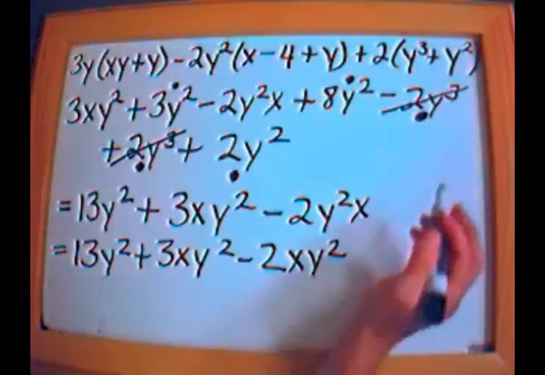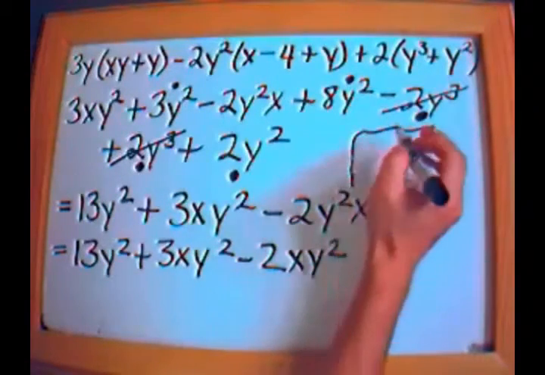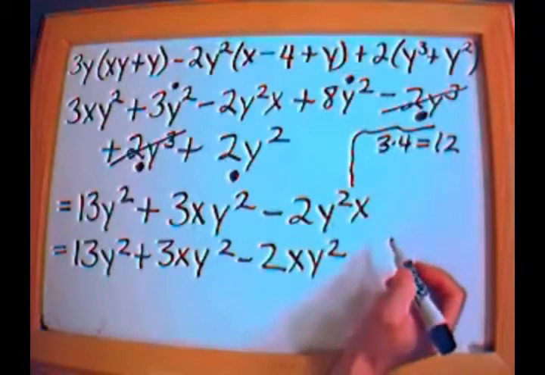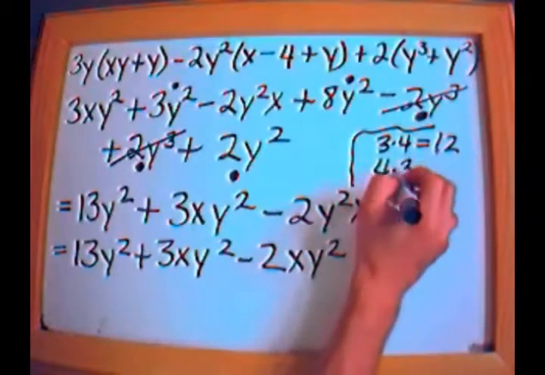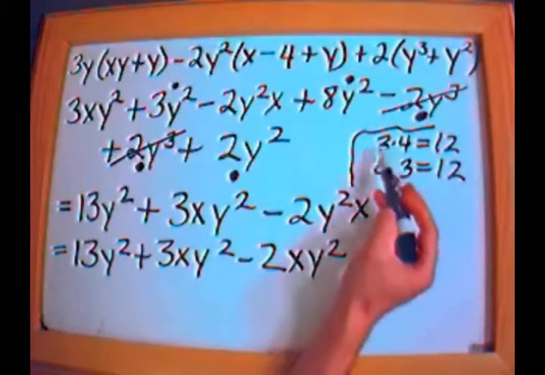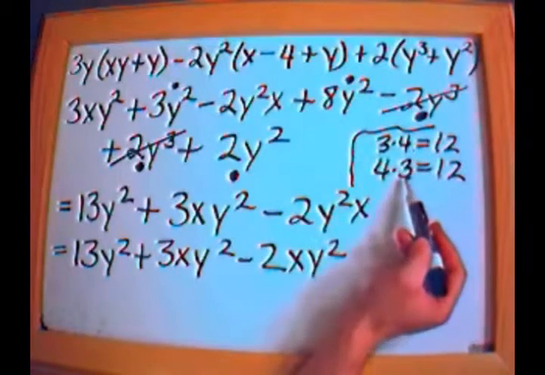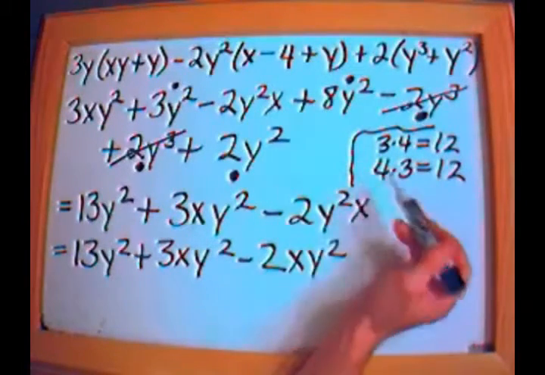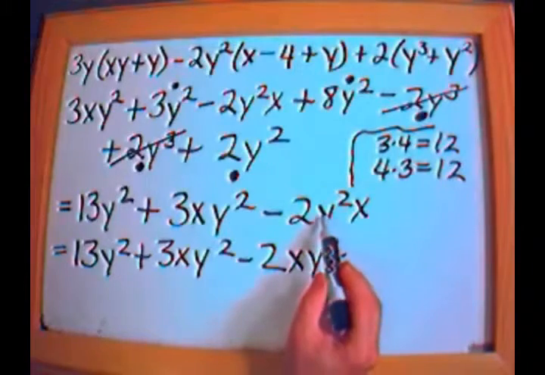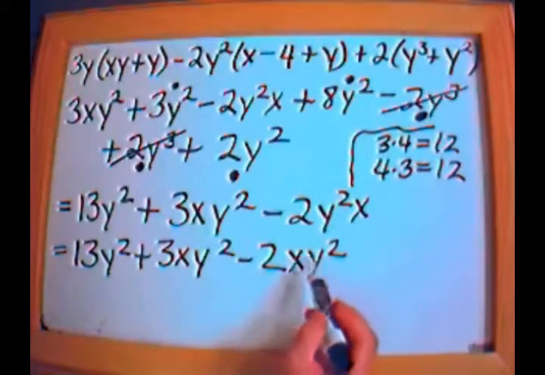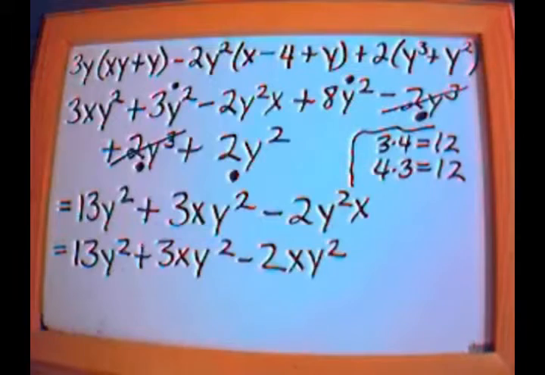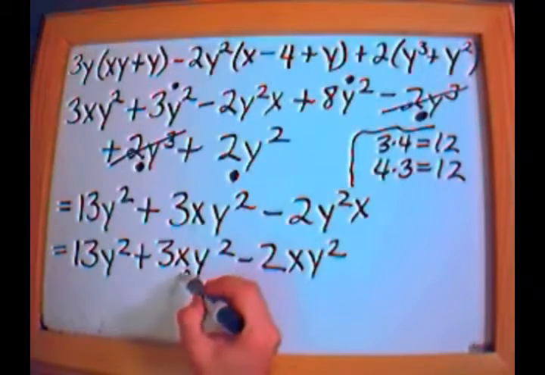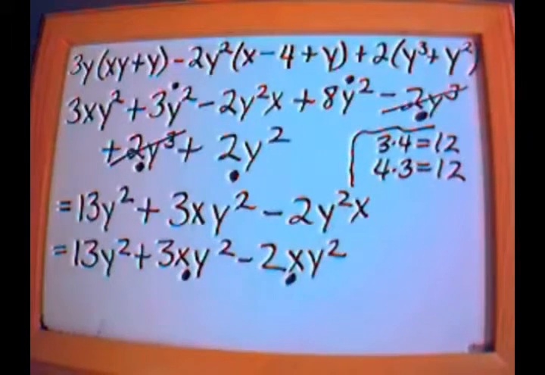How can I do that, you say? Well, let me ask you something here. 3 times 4 is 12, right? 4 times 3 is also 12. When I multiply numbers together, it doesn't matter what order you do it. You get the same number. Multiplication is just like that. You can flip the order of anything. Here I've got y squared times x, but that's the same thing as x times y squared. I can flip the order of any multiplication. It just doesn't matter. And when I do that, now it matches. So this is a like term with this.